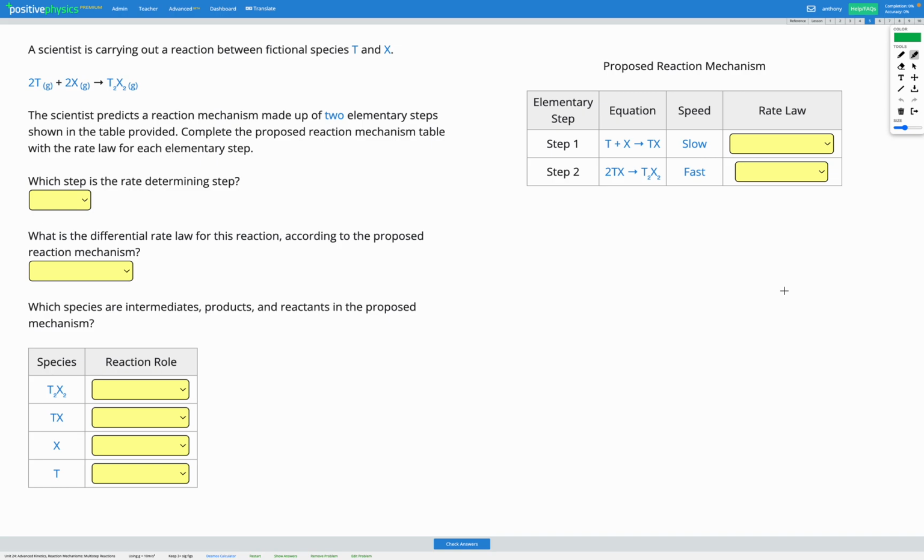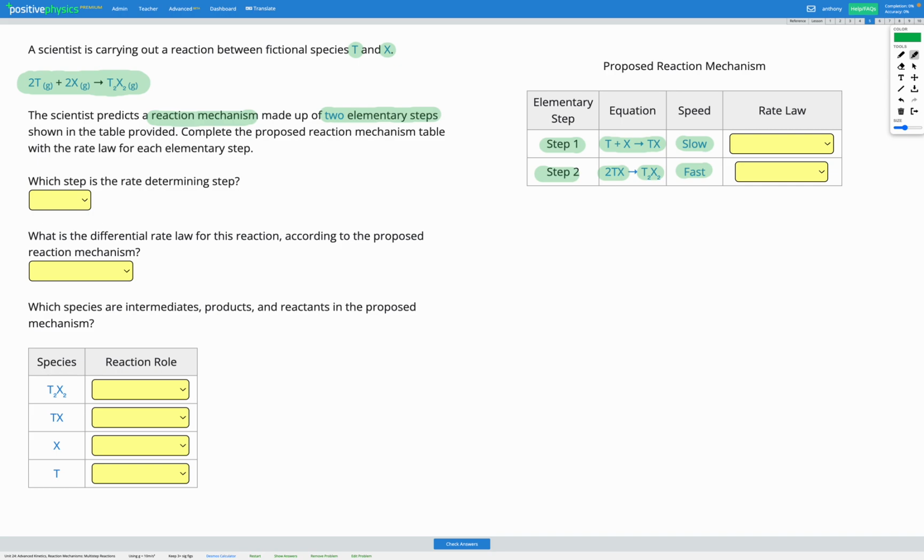In this question, a scientist is carrying out a reaction between two fictional species, T and X. So here's our equation for our reaction. The scientist predicts a reaction mechanism made up of two elementary steps shown in the table provided. So here we can see step 1 of our reaction is that one T combines with one X to form TX. We're told that's a slow step. Then for step 2, two TX combine together to form T2X2, and that is a fast step.